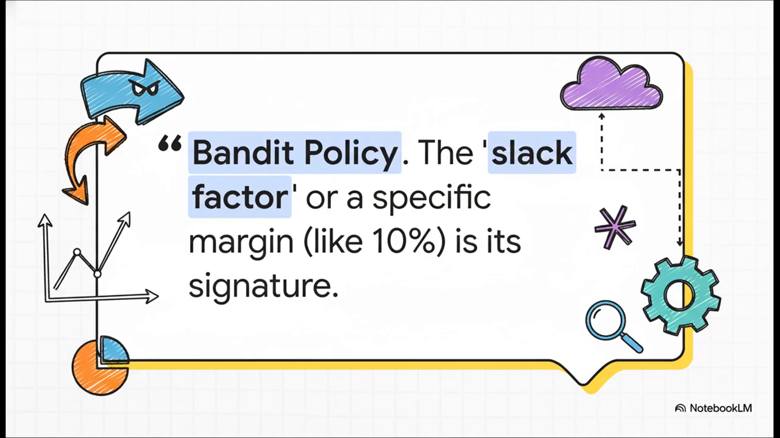That slack factor, or that specific 10% margin, that's its signature move. Anytime you see a rule that says stop if you're not within X% of the leader, you know you're dealing with the bandit. It's the most aggressive, and it's built for exactly this kind of scenario.